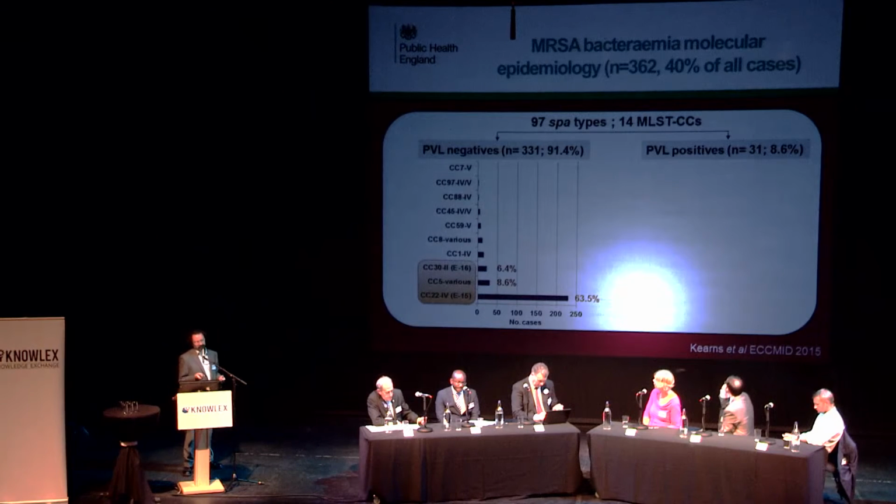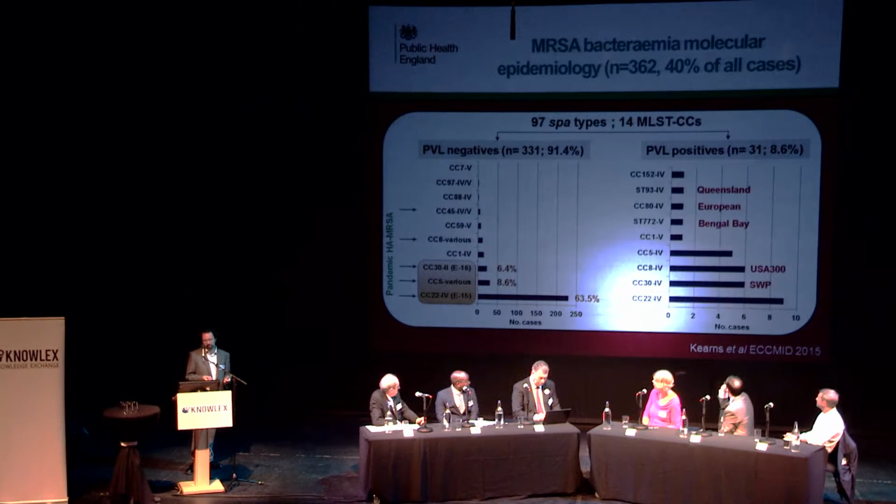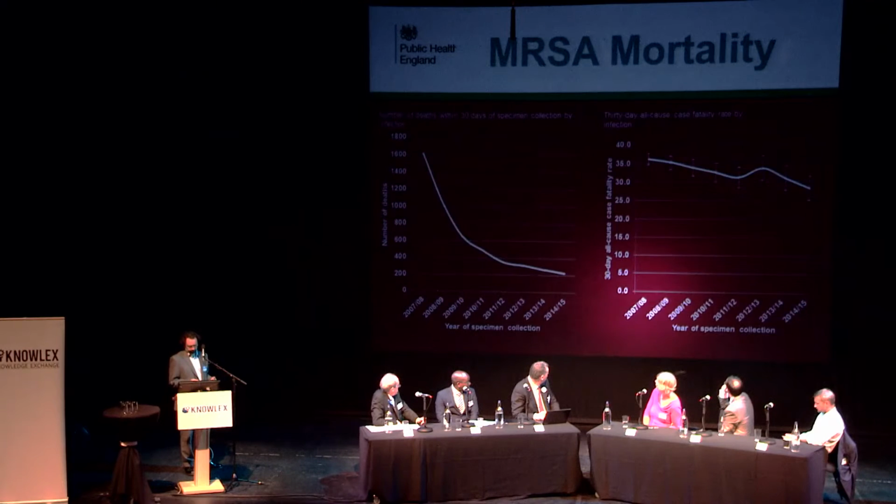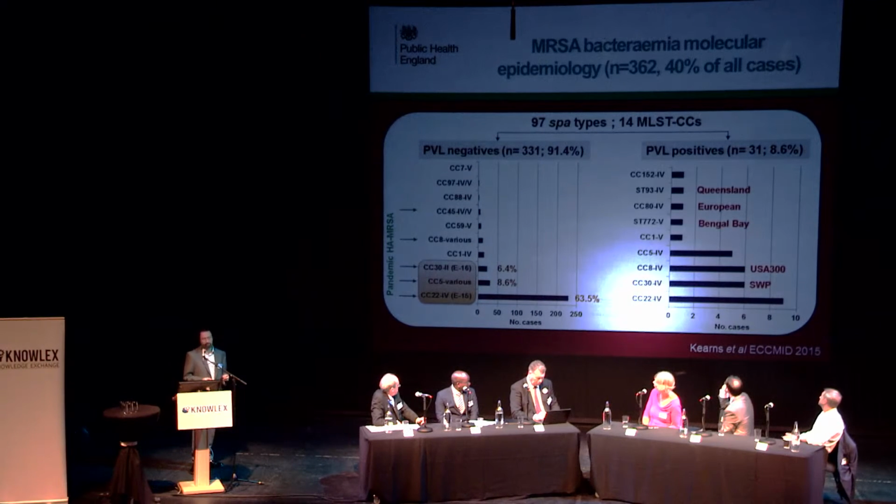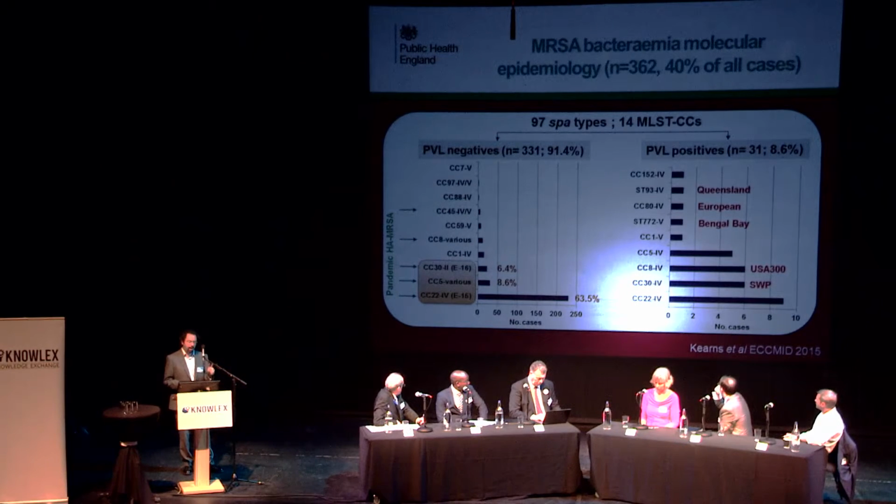So we did some typing of our MRSA bacteremia isolates back in 2014. It was presented at ECMID at 2015. Previously, MRSA bacteremias in England were caused predominantly, 90% of the time, by 2 strains, epidemic MRSA 15 and epidemic MRSA 16, which is clonal complex 30 and 22.